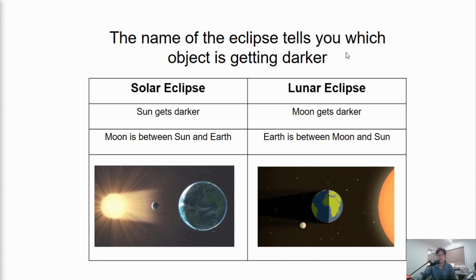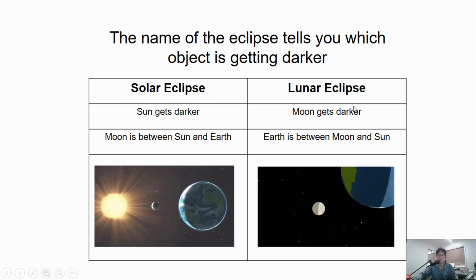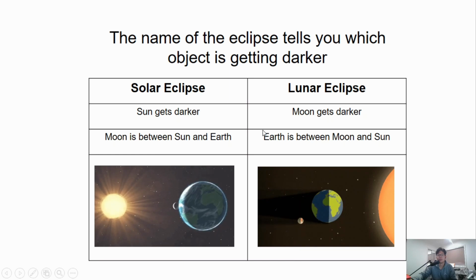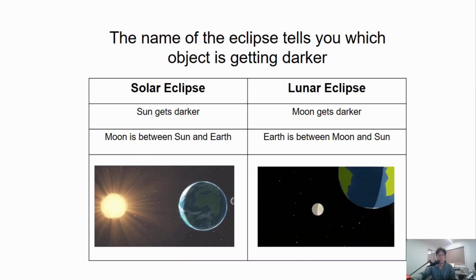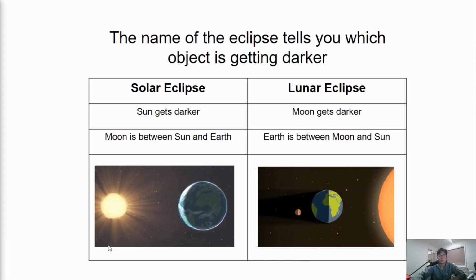Alright, so here's a quick summary of the two eclipses. The name of the eclipse tells you which object is getting darker. In a solar eclipse, the sun gets darker, and the moon is between the earth and the sun. And in a lunar eclipse, the moon gets darker and the earth is between the moon and the sun. So these are the key points that you will need to learn for this lesson, and also make sure you really know what umbra and penumbra are.